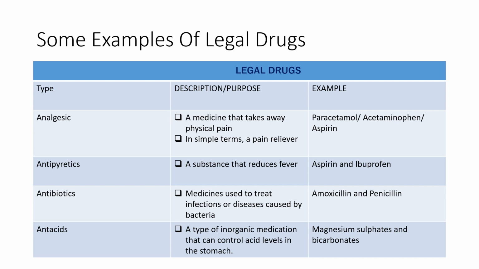Another type is antibiotics. Antibiotics are usually used by people to treat infections or diseases caused by bacteria. Some examples are amoxicillin and penicillin. And the last type is antacids. Antacids are a type of inorganic medication that can control acid levels in the stomach. Some examples of antacids are magnesium sulfate and bicarbonate.